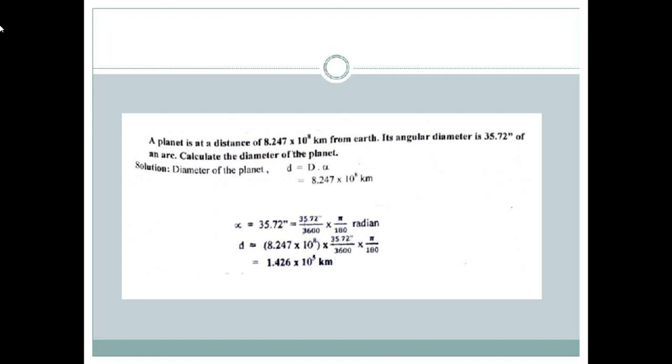We need to convert this into radian, and the formula is 35.72 divided by 3600 into pi divided by 180, which converts it into radian. Remember this formula: since they gave the angle in seconds, we need to convert it into radian first. Hence, small d is equal to capital D into alpha, so capital D is 8.247 × 10^8 and alpha is 35.72 divided by 3600 into pi upon 180. When you solve, you will get 1.426 × 10^5 kilometer.